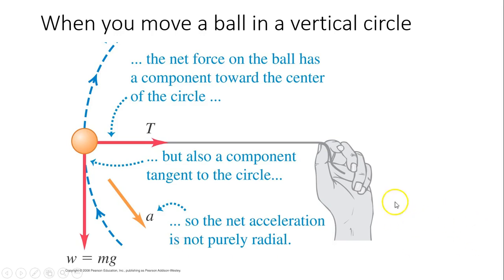When you move a ball in a vertical circle, the net force on the ball has a component toward the center of the circle, but also has a component tangent to the circle. So the net acceleration is not purely radial. That means your speed is not constant.